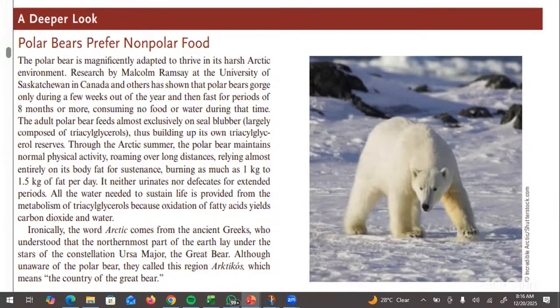Through the Arctic summer, the polar bear maintains normal physical activity, roaming over a long distance, relying almost entirely on its body fat for sustenance, burning as much as 1 kilogram to 1.5 kilogram of body fats per day. It neither urinates nor defecates, so it doesn't go to the toilet, it doesn't even urinate for extended period.